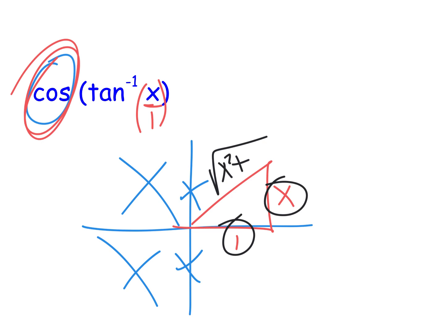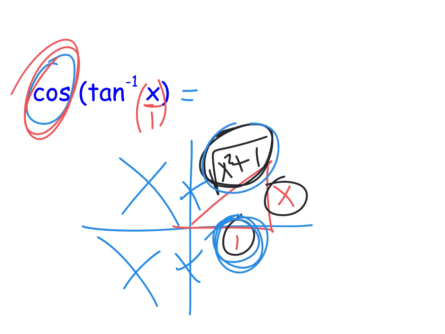So this is x squared, and this is 1 squared, which is just 1. So might as well simplify it. And there's my third side. And cosine is adjacent over hypotenuse, so therefore it's this one over this one. So 1 over square root of x squared plus 1.